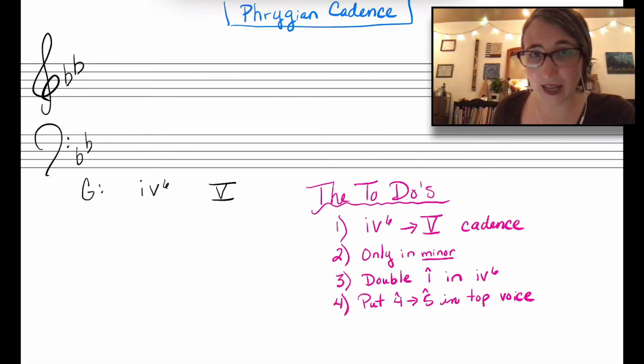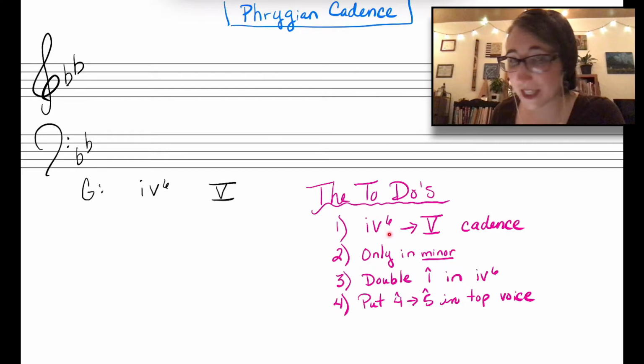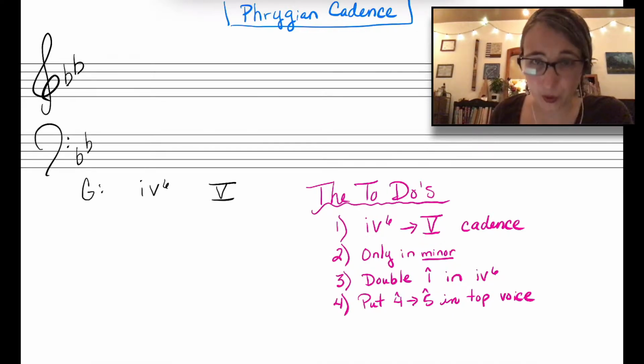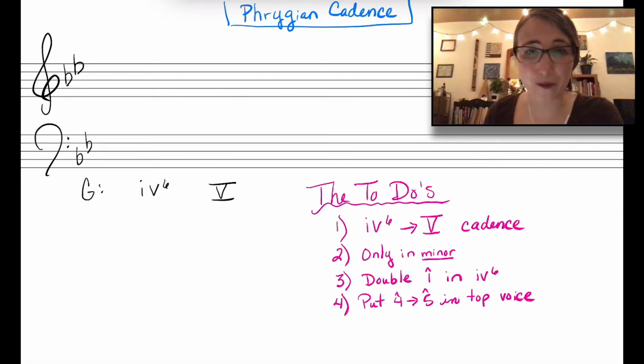So the Phrygian cadence is a pretty specific type of half cadence. It's very specifically a 4/6 to a 5, only in the minor mode. So if you're in the major mode and you have a 4/6 to 5, it's not a Phrygian cadence. It has to be very specifically 4/6 to 5 in the minor mode, and I'll show you why in just a moment.